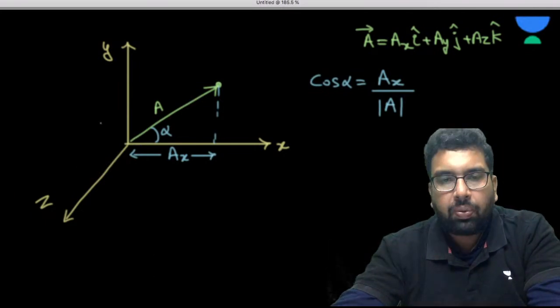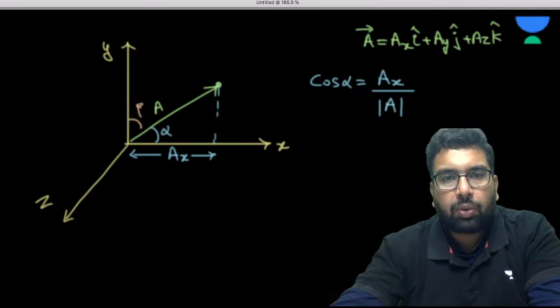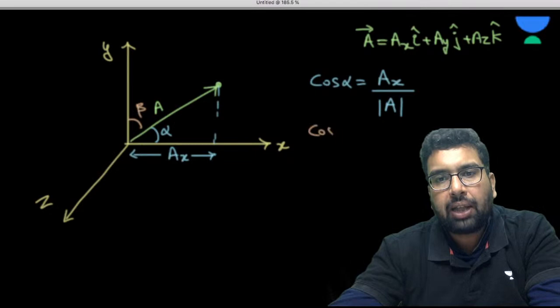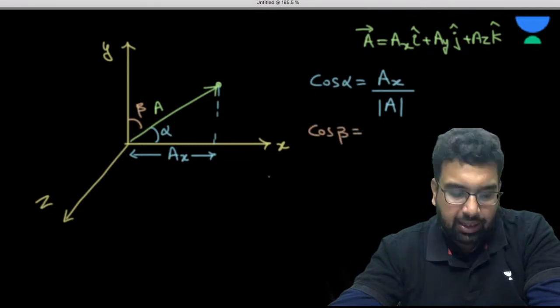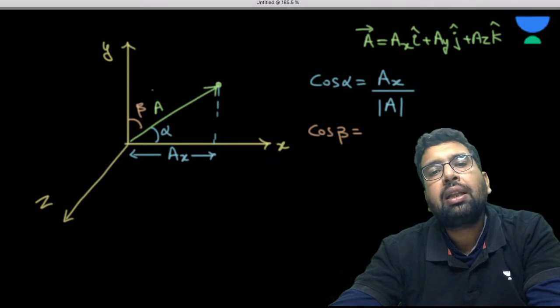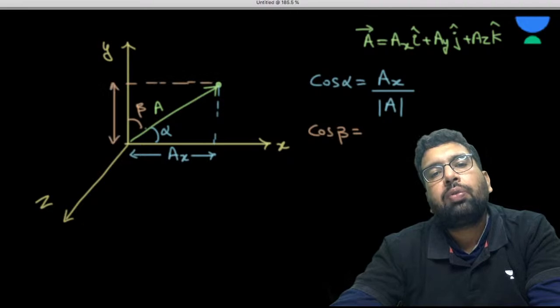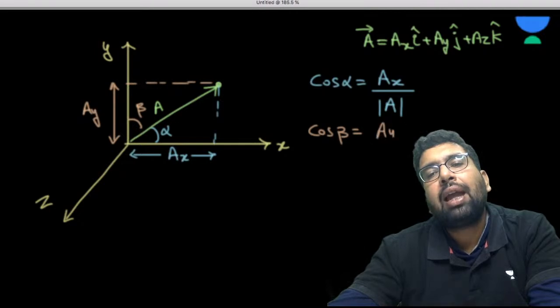Now similarly, if I want to find beta, what is this beta? Beta is the angle that this vector makes with the y-axis. And I hope you believe this is your A_y, the component of this vector in the y direction. You can have a look at another triangle. This A_y is the base, and again A is the hypotenuse. So this is beta, the angle that this vector makes with the y-axis.